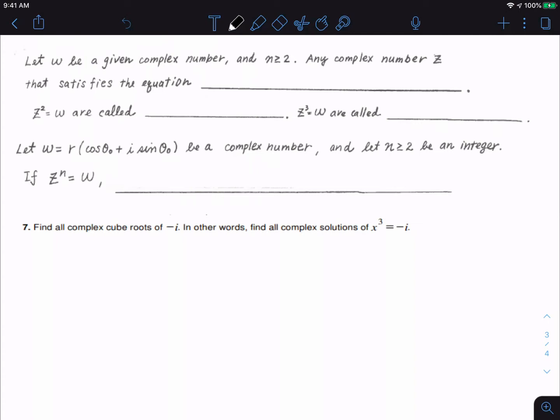Okay, so we'll continue on. And so now we're going to be talking about, last time we talked about de Moivre's theorem.